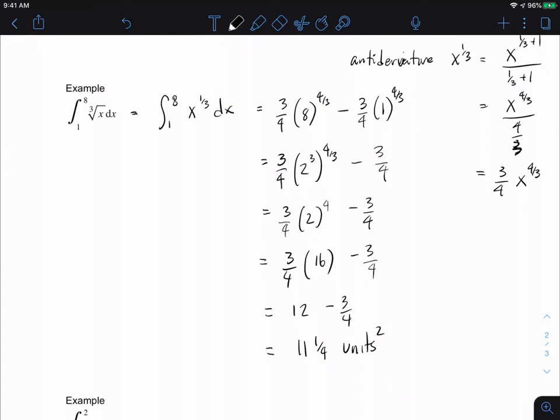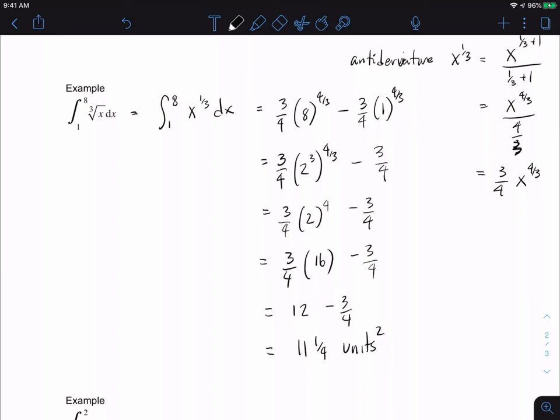Okay. Now, do me a favor. I may have made a mistake. You can use your calculator to do this because we have an upper and lower bound and we have a function. So our function here is the cube root of x, right? And with your calculator, you can go through the whole steps of doing this. And you should get the same answer that I got, right? 11.25. Let me just confirm it with my calculator. And that's exactly what I got.